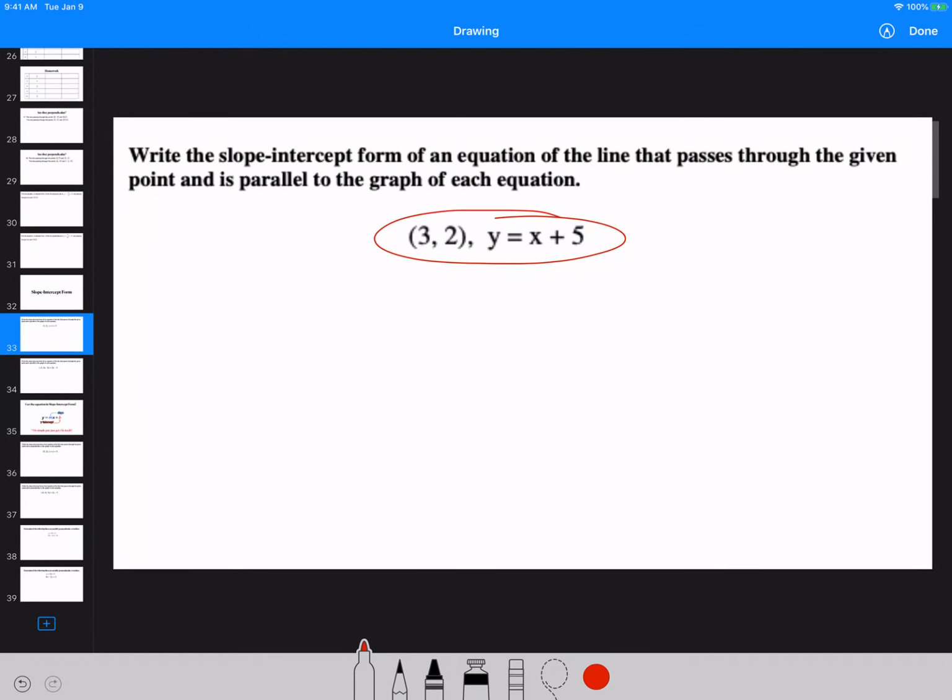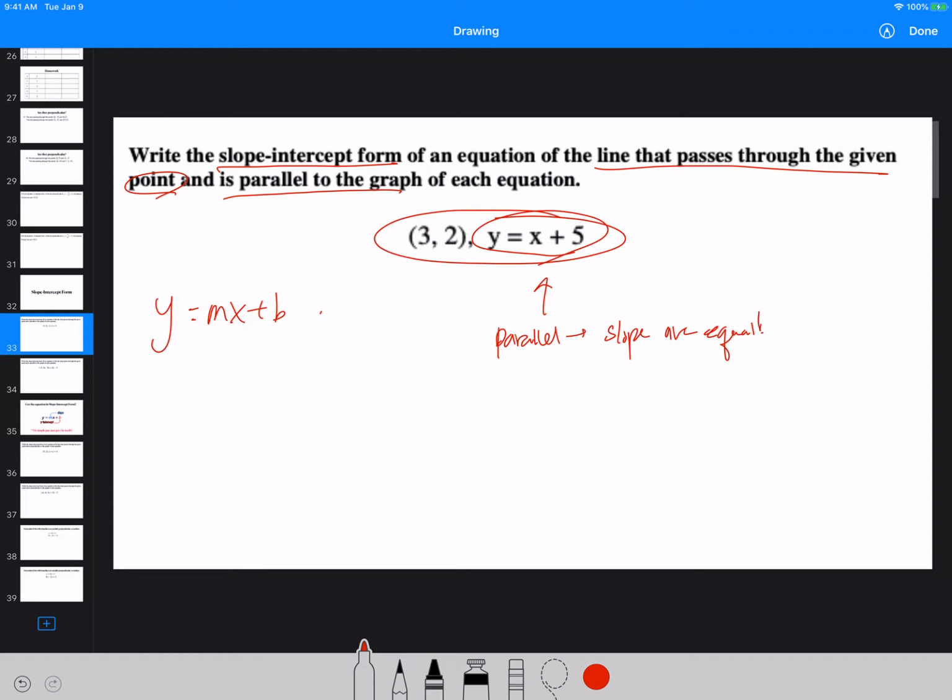Now I know that you know how to do this because it's the same exact type of question as what we have done before. Write the slope-intercept form, which means I want your answer in the format of y equals mx plus b, of the line that passes through the given point and is parallel to this equation. Once again, if it's parallel, you must understand that the slopes are equal.